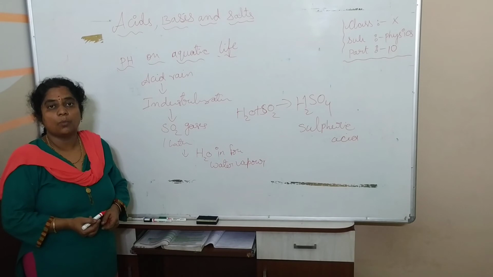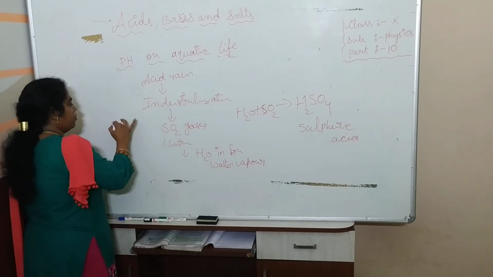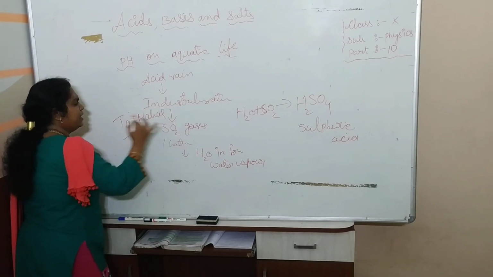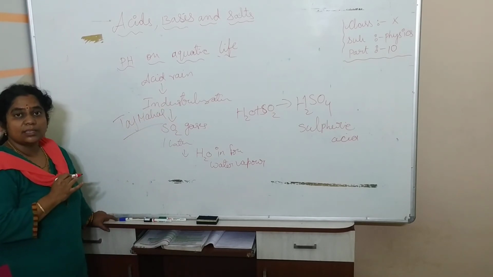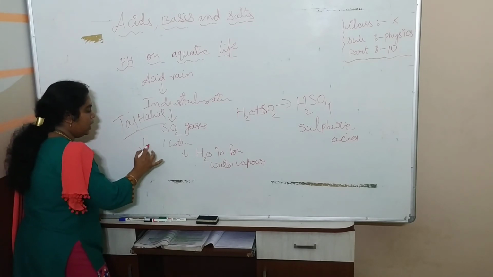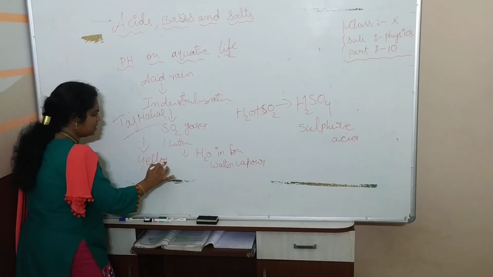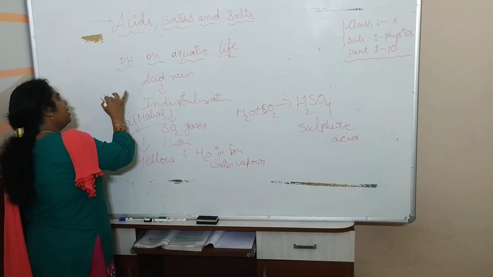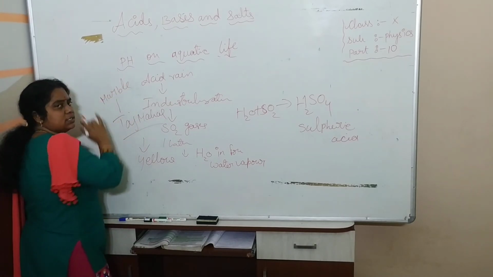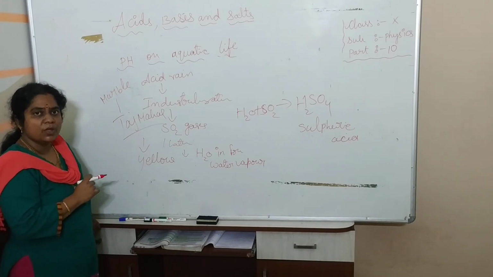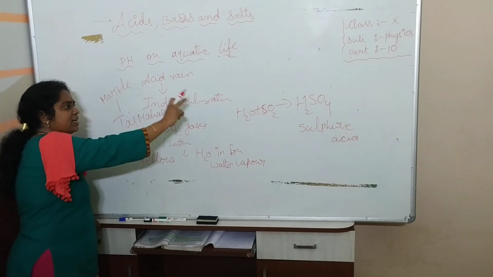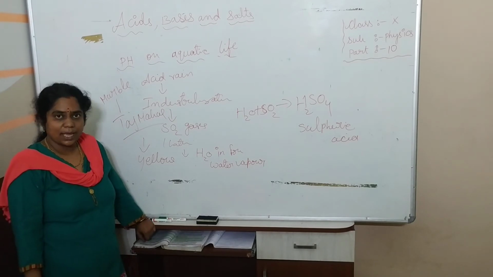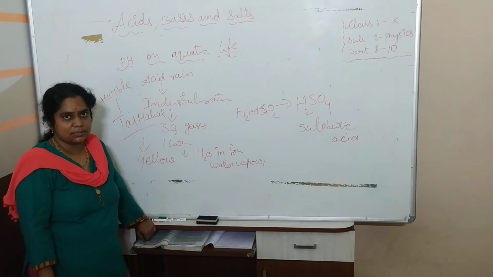You know our great monument, the Taj Mahal, which is actually the pride of every Indian, isn't it? The Taj Mahal is turning yellow. Why? What is the reason? Because the Taj Mahal is made up of marble, calcium. This reacts with sulfuric acid, and the yellowing of the Taj Mahal is happening due to this acid rain.